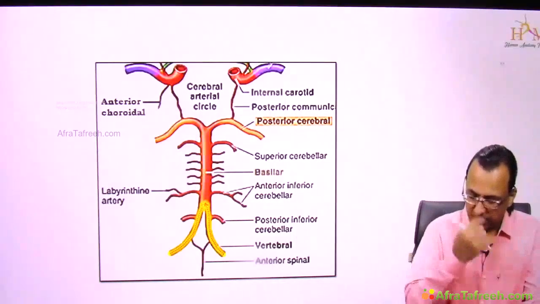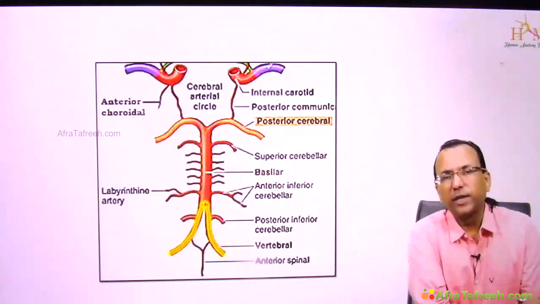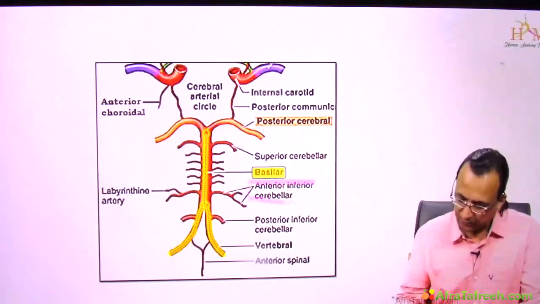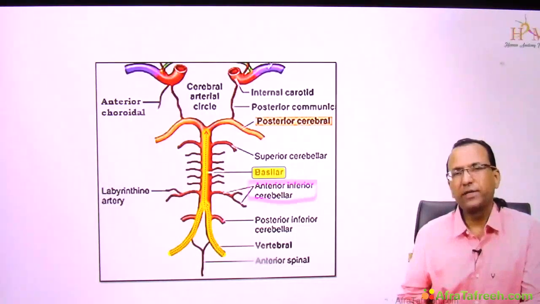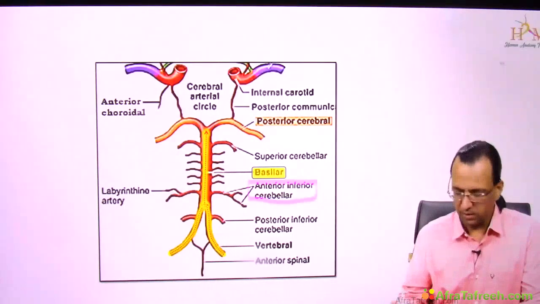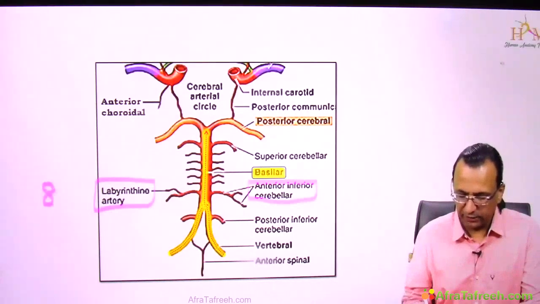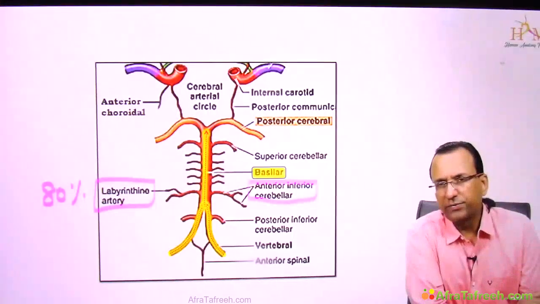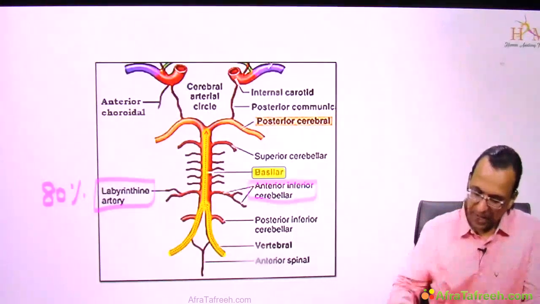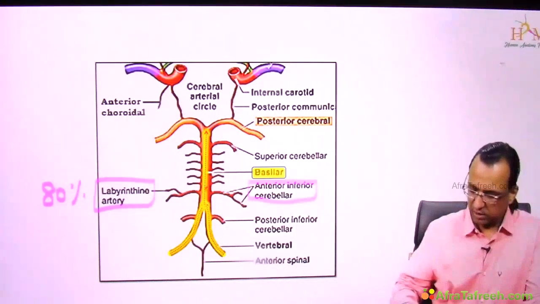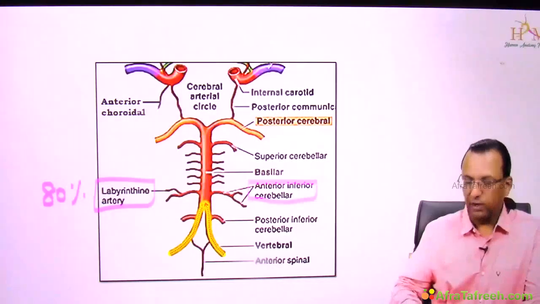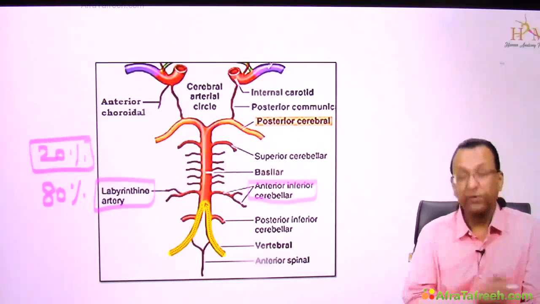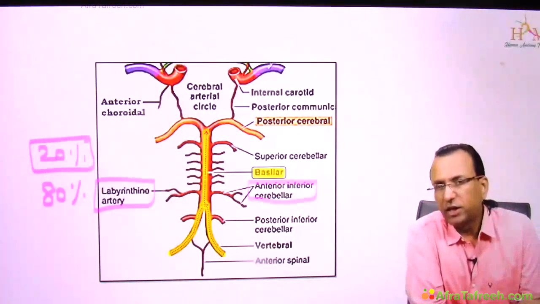What is this basilar artery doing? The basilar artery supplies the pons. And it is giving the AICA. What is AICA? The anterior inferior cerebellar artery, which is now giving the labyrinthine artery in 80% of the population. The question was, the labyrinthine artery is a branch of? You said AICA. And AICA is a branch of the basilar artery. And in 20% of people, the labyrinthine artery can come directly from the basilar artery itself.